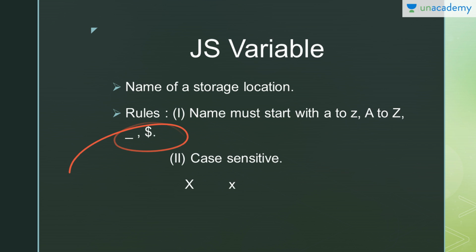Next rule is that JavaScript variables are case sensitive, that is, an uppercase alphabet is different from a lowercase alphabet. If I am writing variable X in uppercase and variable x in lowercase, then I'm representing different memories. It's not one memory but different memories because it is case sensitive.